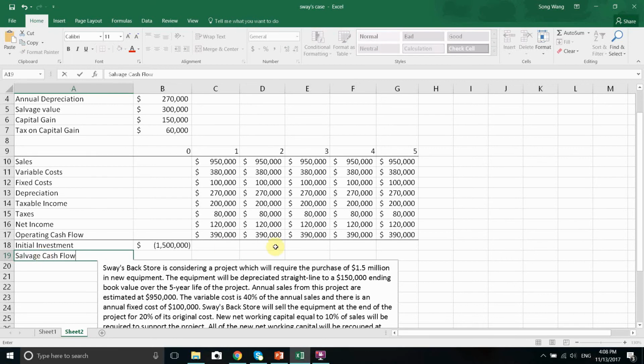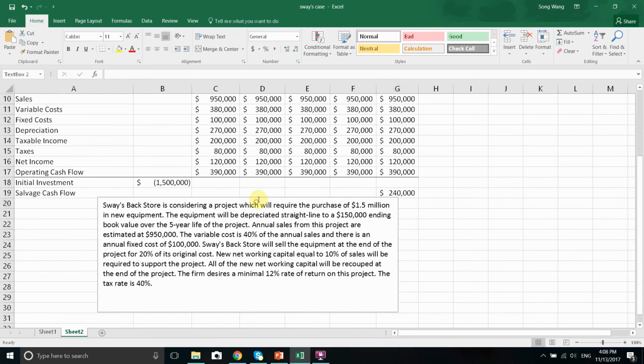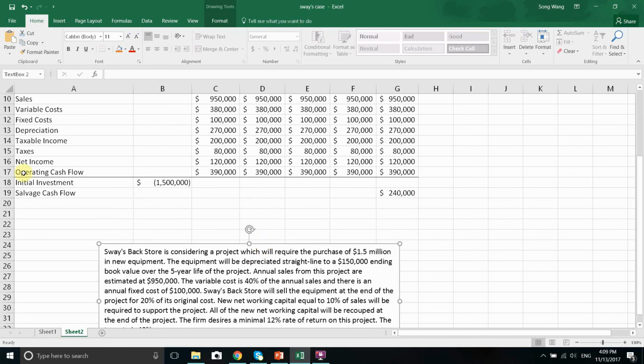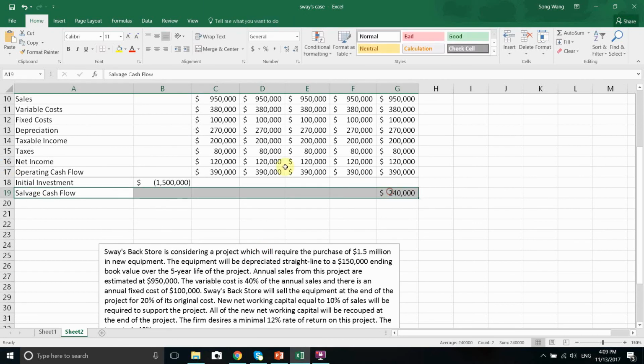And that occurs only at the very end. This equals the salvage value. You receive that from selling the machine, and then you need to pay the taxes on the capital gain. So that's 240. And the next thing we're going to figure out is the change of net working capital, in particular the cash effect from a change in net working capital.